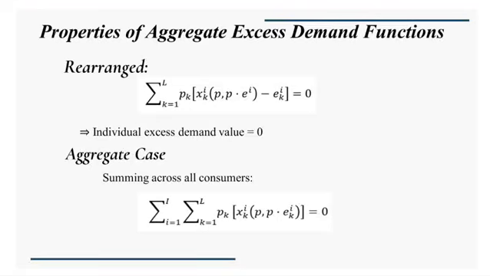By rearranging this equation, we can see that the value of an individual's excess demand is equal to 0. That yields that the price of good k multiplied by the Walrasian demand for good k minus the endowment of good k is equal to 0. Summing over all individuals i in the economy, it shows that the total value of the aggregate excess demand is also 0.